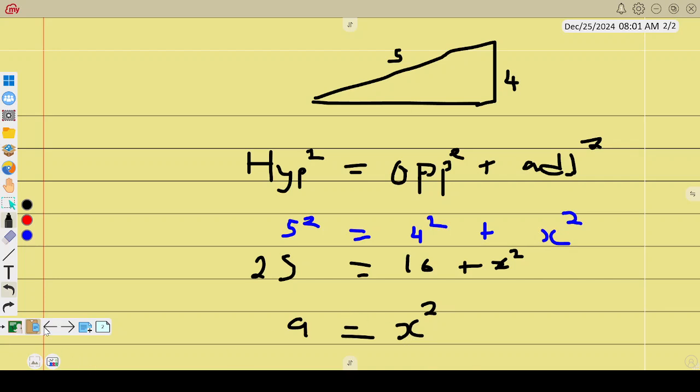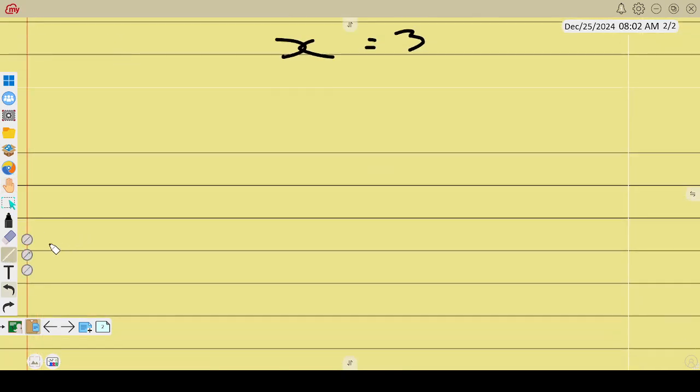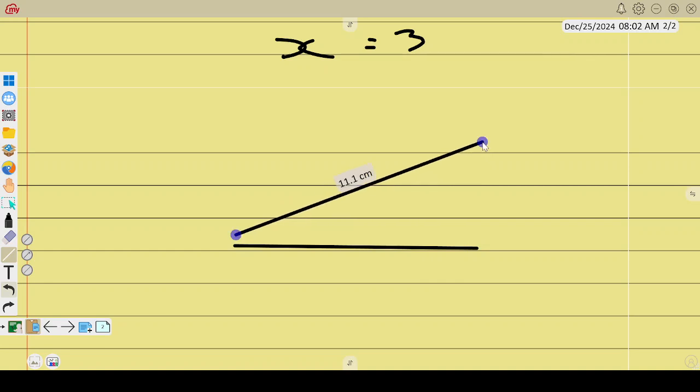So we can find the value of x. The value of x is plus or minus 3. So x is equal to 3 when we square root both sides. So the adjacent is 3. We now know it. So from here we can draw our triangle again. Okay, so this is our right angled triangle.